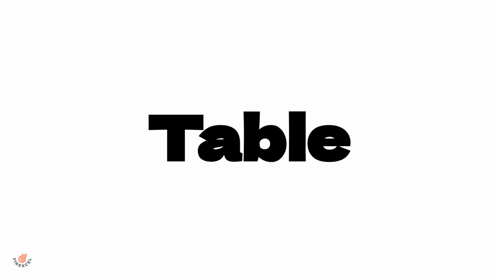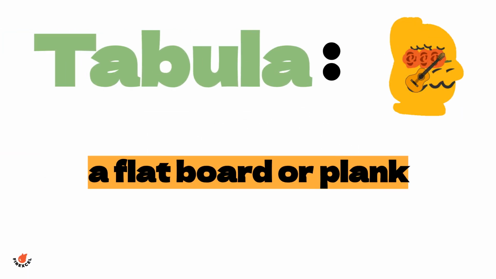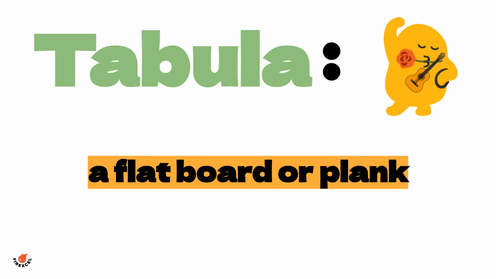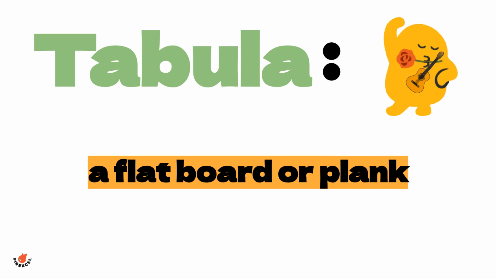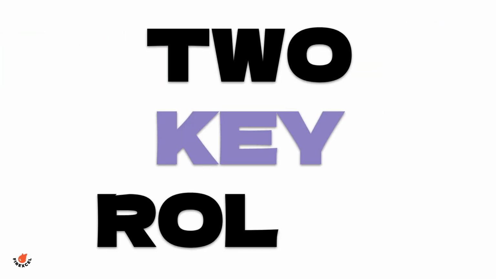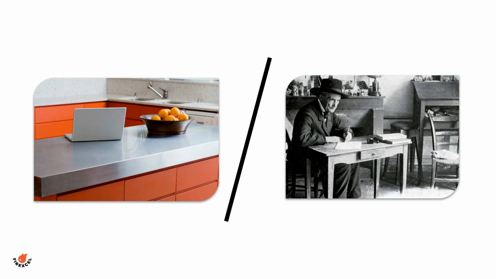The English word table traces its history back to the Latin word tabula. The main meaning of tabula was simple: a board, a plan, or a flat-topped piece. This original flat surface had two main jobs. One is to support physical products or objects. Second, it was a recording surface for information like a list or schedule.